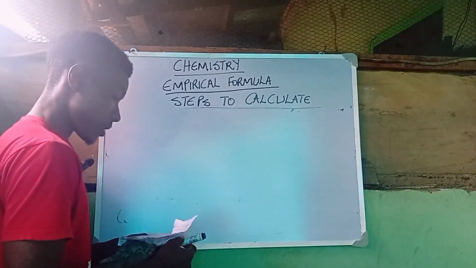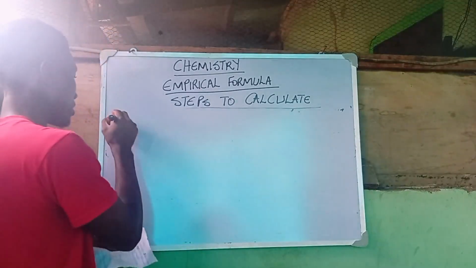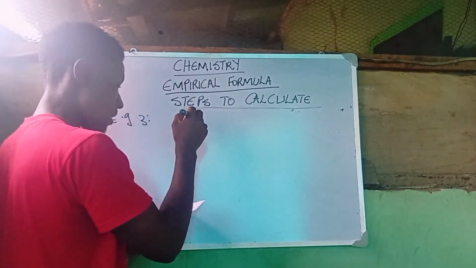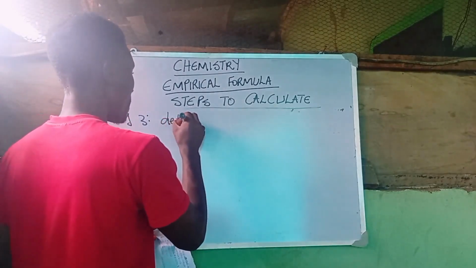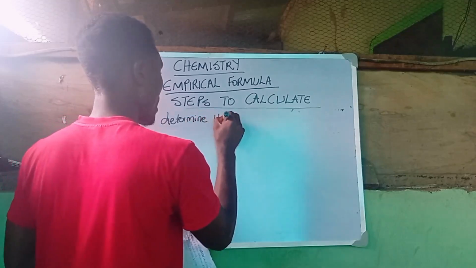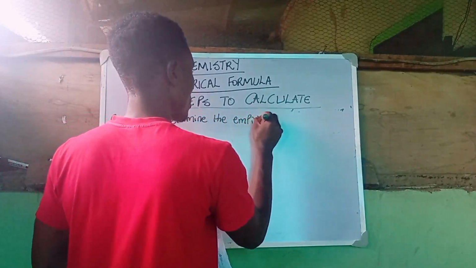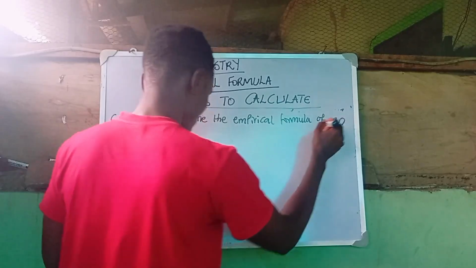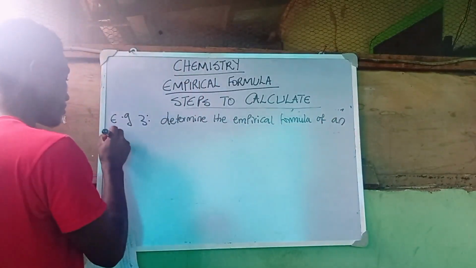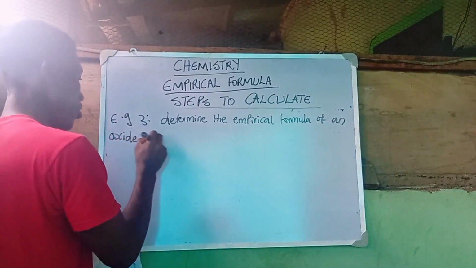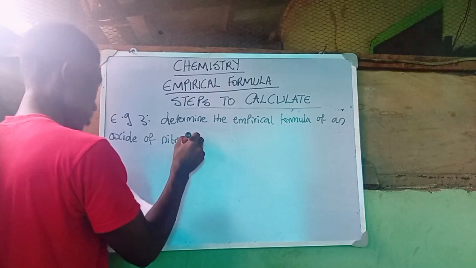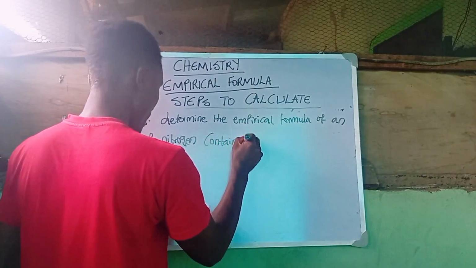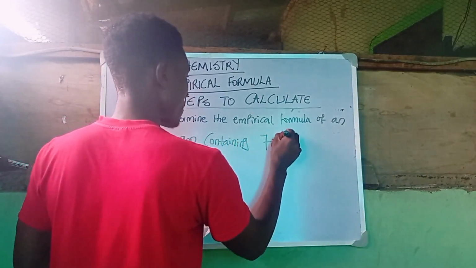So example number 3, which you are going to do for me, says: determine the empirical formula of an oxide of nitrogen containing 70% oxygen.